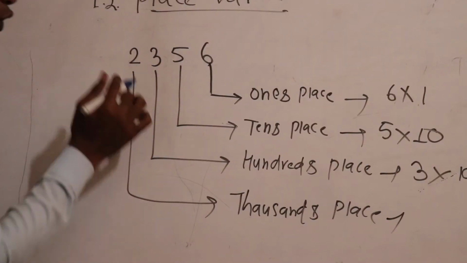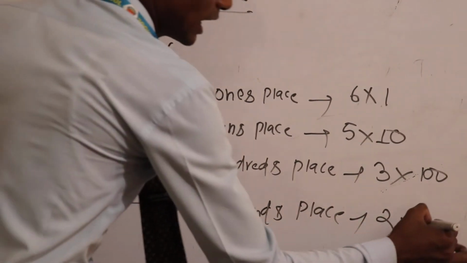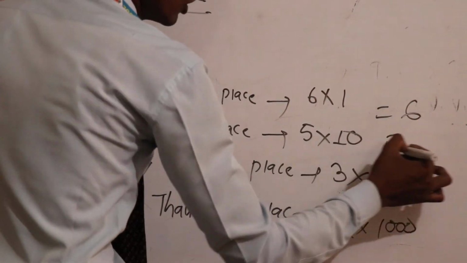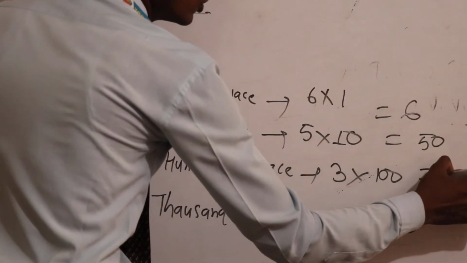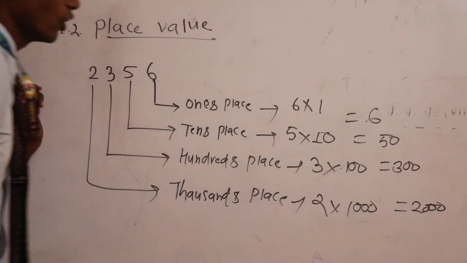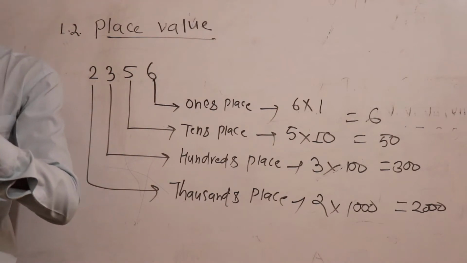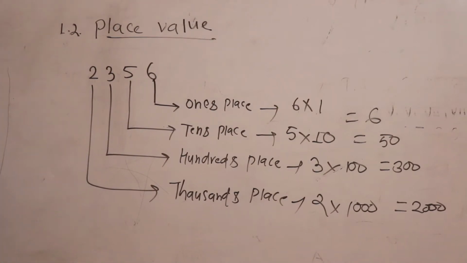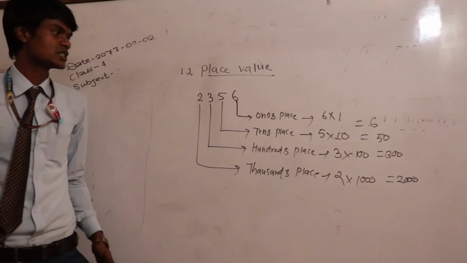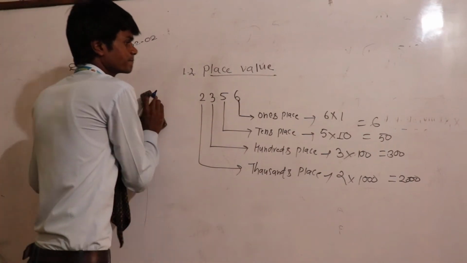And the same, 2 is multiplied by which place? 1000. It means 6 equals 6, 5 equals 50, 3 equals 300, 2 equals 2000. I hope so. Ones place, first. Tens place, second. Hundreds place, third. Thousands place, fourth. Understand?